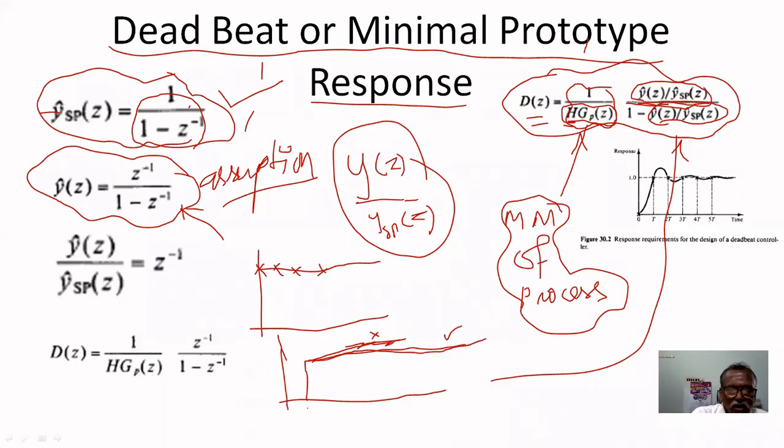So after one sampling period, this is the zeroth sampling. Here n equal to 1. Here n equal to 2. Like that. From the first sampling instant, you are getting the response. That is the assumption we made in deadbeat. But what is the meaning? The response will be looking like this means at the sampling instant, the process output is 1.